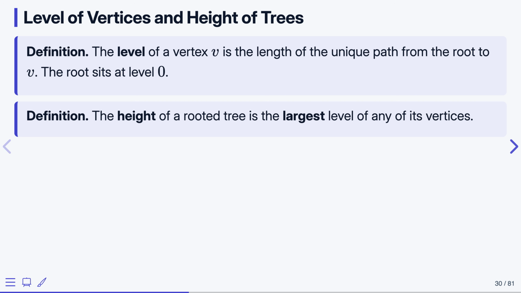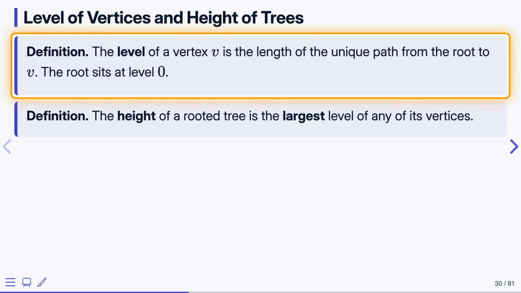2 more words, and both are about depth. The level of a dot is how far down it sits. More precisely, it is the length of the path from the root to that dot. The root itself is at level 0 because the path from the root to the root has no edges. The children of the root are at level 1, their children at level 2, and so on.